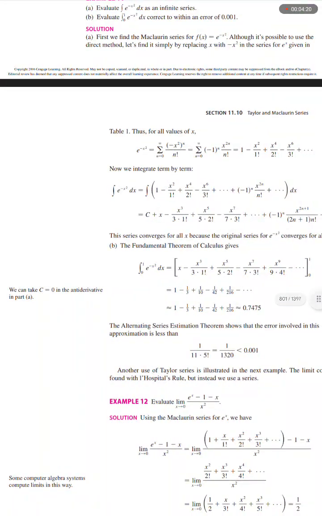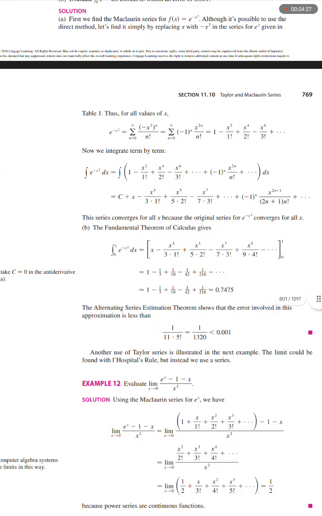Sidebar: we can take C equals 0 in the antiderivative in Part A. The alternating series estimation theorem shows that the error involved in this approximation is less than 1 over 11 times 5 factorial equals 1 over 1320, which is less than 0.001, which is 1 over 1000.